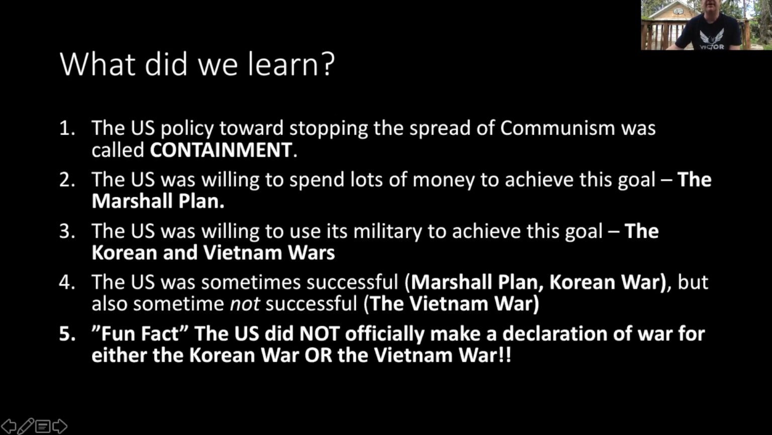And just a quick fun fact about the Vietnam and the Korean War. We never officially declared war for either one of those conflicts. It was a decision where Congress gave the president the green light to kind of use the military to achieve these goals, but there was not an official declaration of war. In fact, we haven't had an official declaration of war since December 8th, 1941. So there's some fun facts for you guys. And that's what we have.